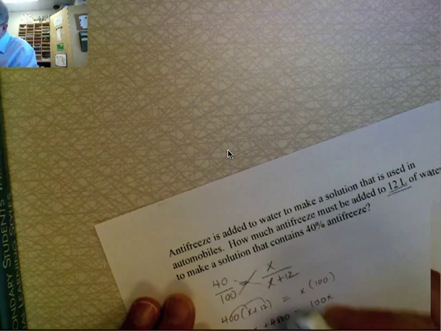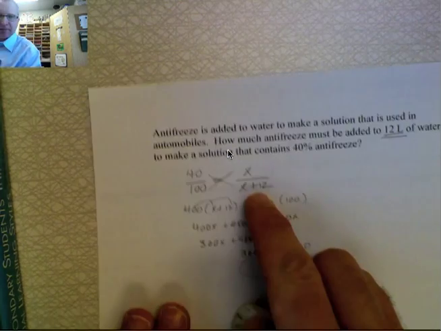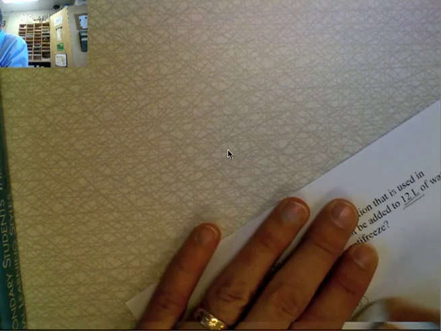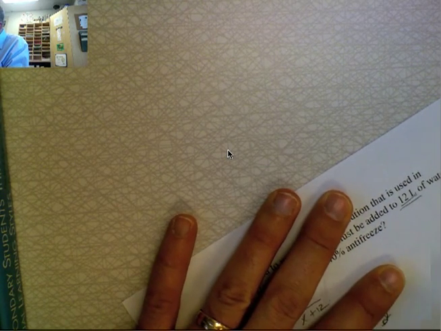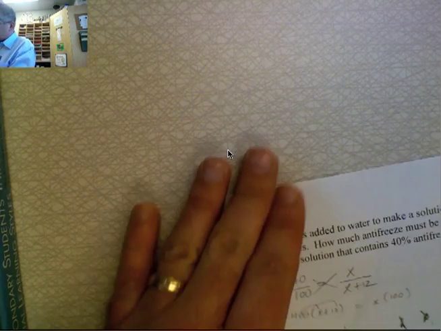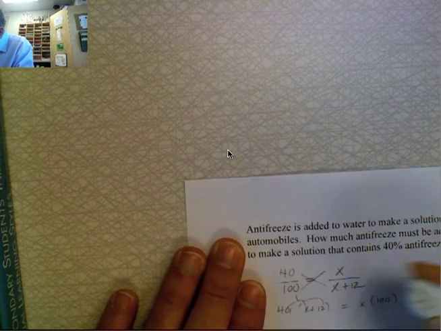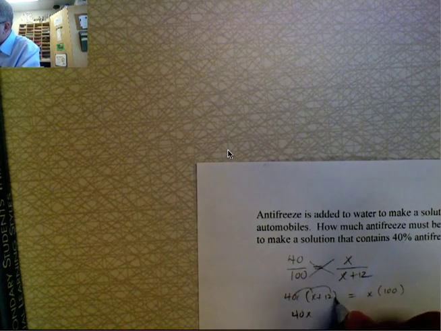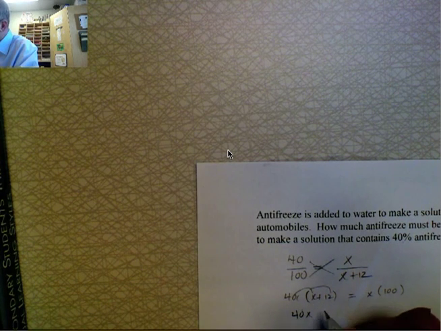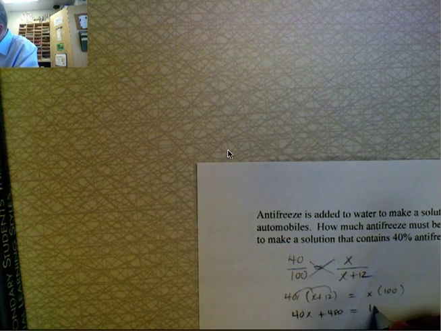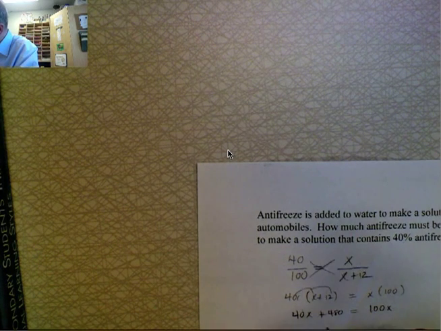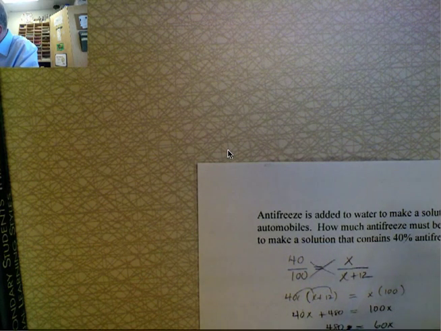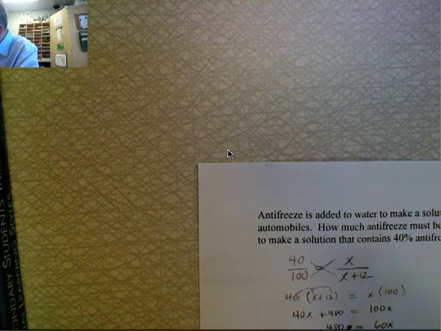My problem is back up here. 40 times x plus 12 is not 400, it should just be 40. So we have to adjust this. Sorry folks, I had one too many zeros in my solution here. Okay, so let's go back and let's look at this. 40 times x is 40x, and 40 times 12 is going to give me 480. Now if I subtract 40x, I get 480 equals 60x, and if I divide by 60, I get x to be 8.